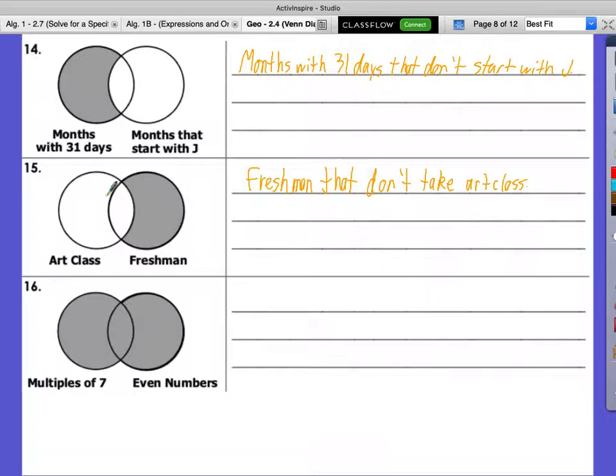Now on number 16, we're looking for that "or" we were talking about here. So how would we word this? Multiples of 7 or even numbers. And remember, that "or" means that at least one of them is true or both are true. That's why we have the whole thing shaded. Because at least one is true or both are true. When you're done with that page, let's go to the next page.